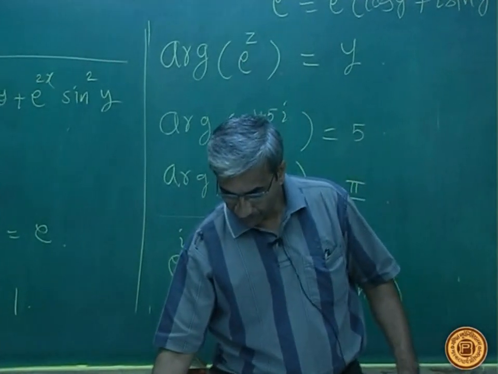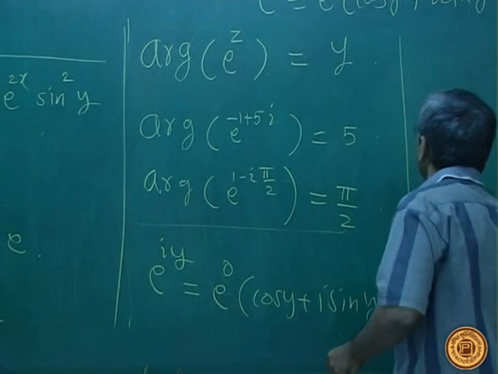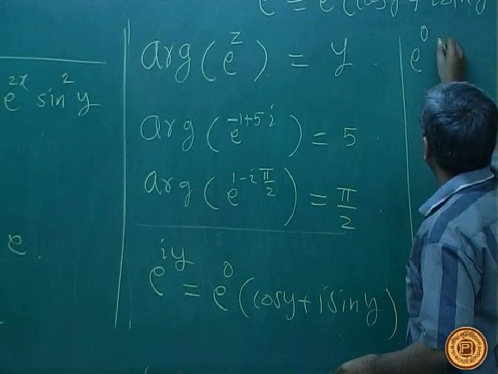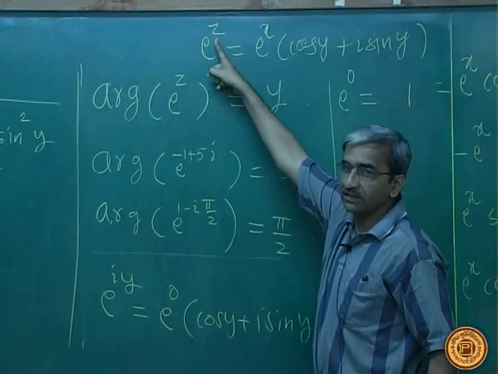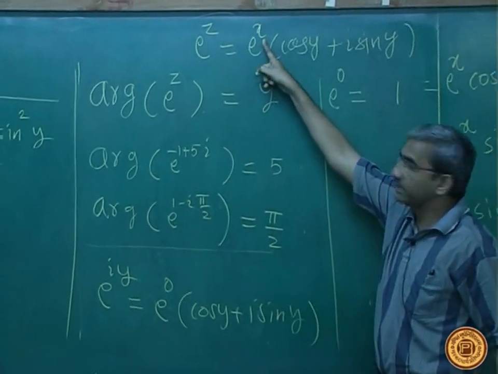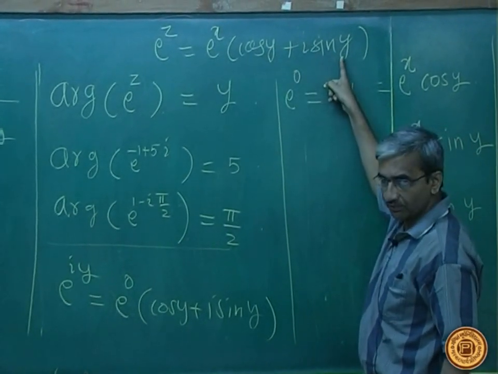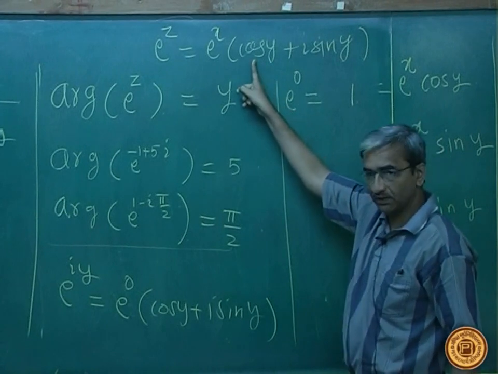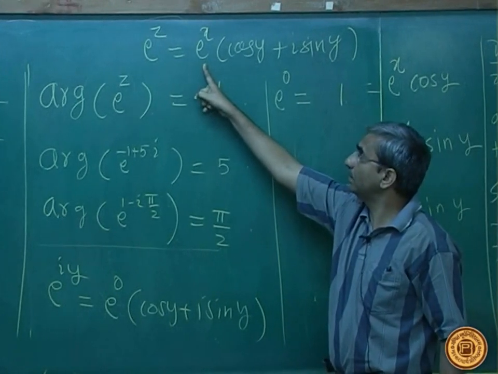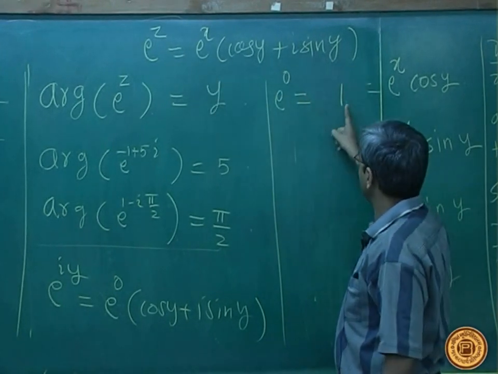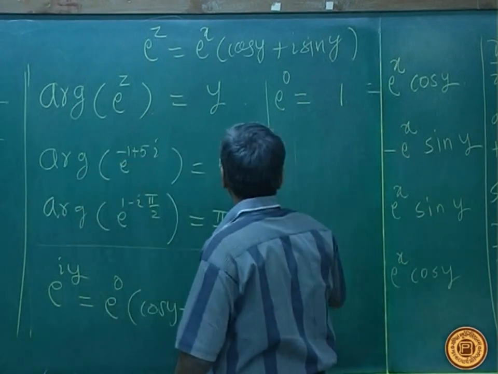So next property is e to the power 0 is 1. Is this obvious? Because z is 0, that is x is 0 and y is 0. So x is 0, y is 0, that means this term will be 0, cos y will be 1, e to the power 0 is 1, so this is 1. And e to the power z is not equal to 0 for any z.